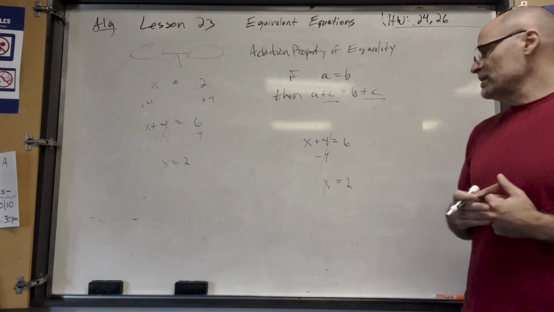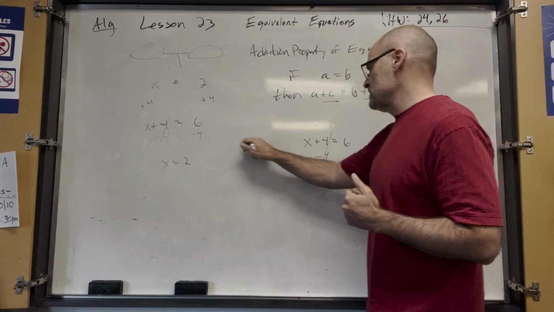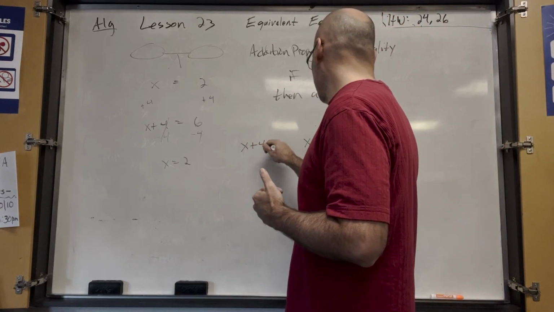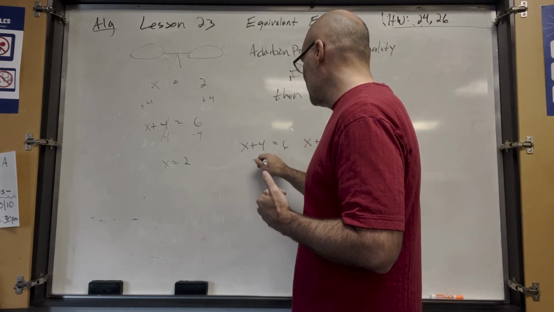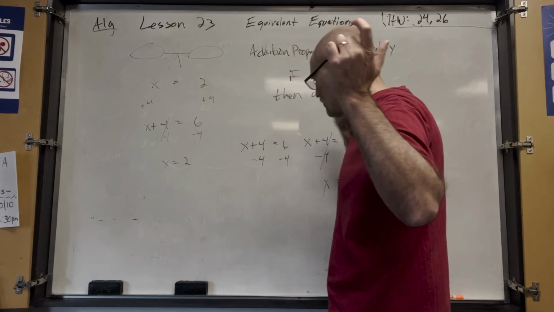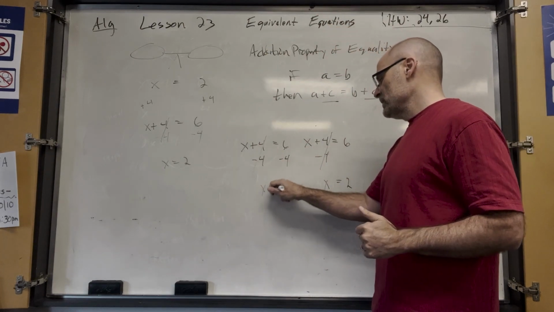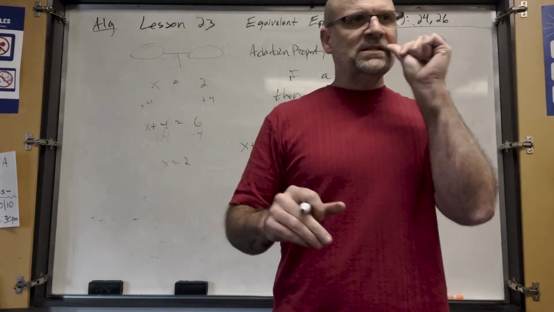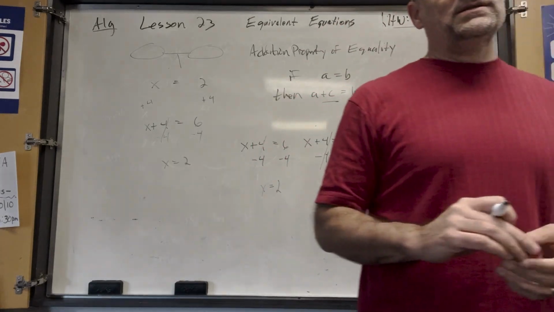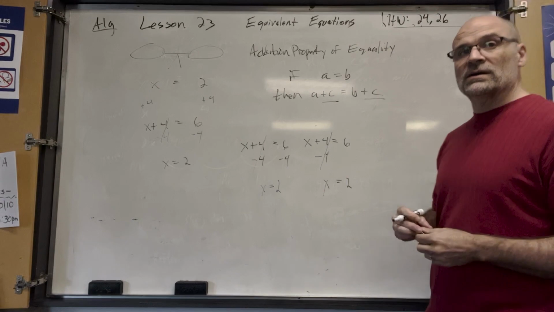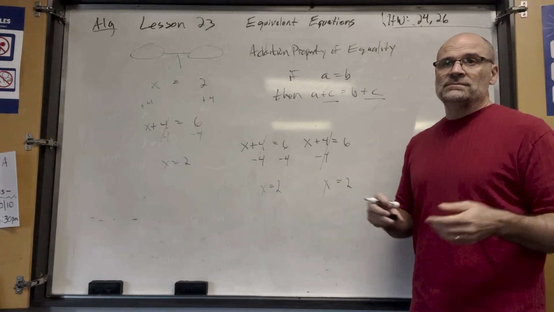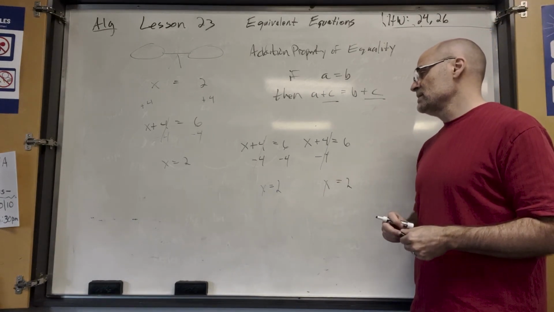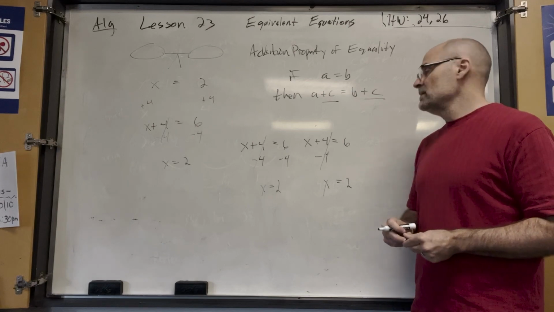That's not how it works. As soon as you get rid of that 4, do whatever you did to that side to this side. Do it before you cross it out. X equals 2. Okay? Whatever you do to one side, immediately do to the other side. And then show your work. Not for me, not for anyone else, but for yourself.